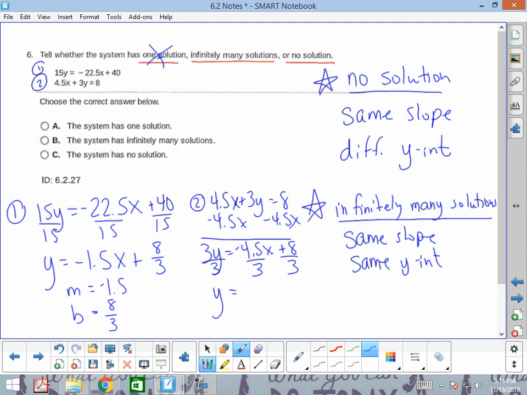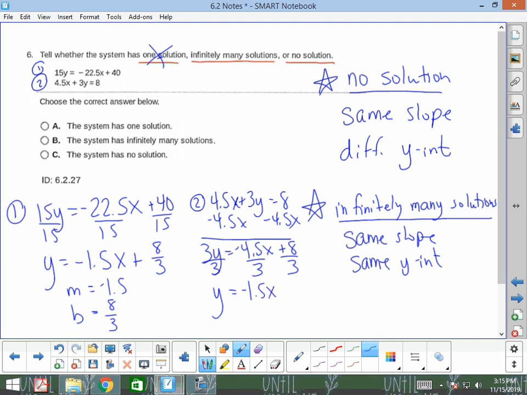And so that's y equals, making sure I wrote this down right. Yep. Y equals negative 1.5x plus 8 over 3. So the slope is negative 1.5 and the y-intercept is 8/3. So they have the same slope and the same y-intercept. This is infinitely many solutions. So all we're doing is solving for y and comparing their slopes and their y-intercepts.